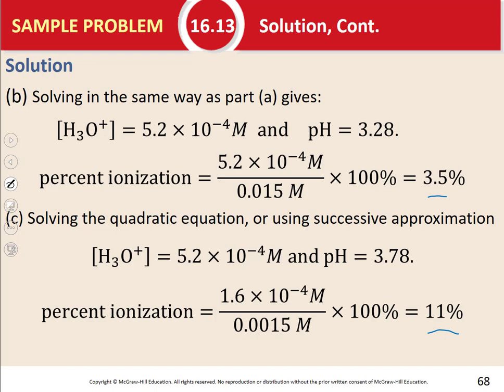So in that case of C, what should you do when you see that you got a percent ionization greater than 5%? Go back, put the minus x back in the denominator, and do the quadratic. Good.